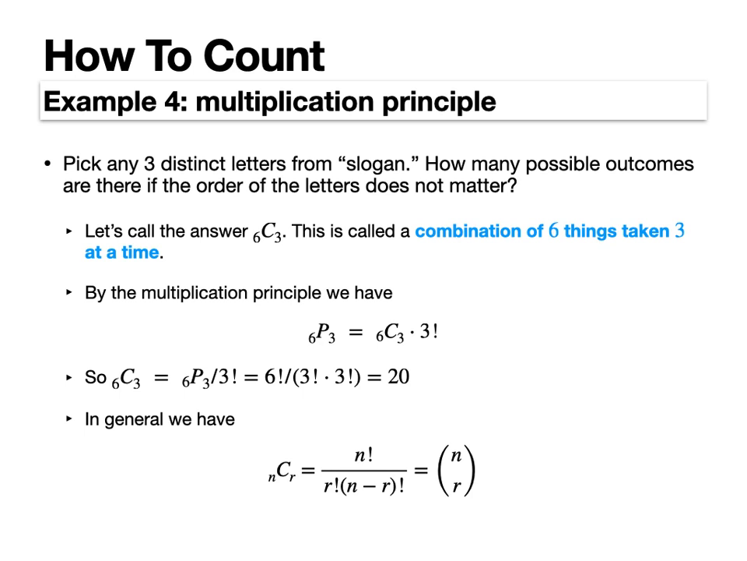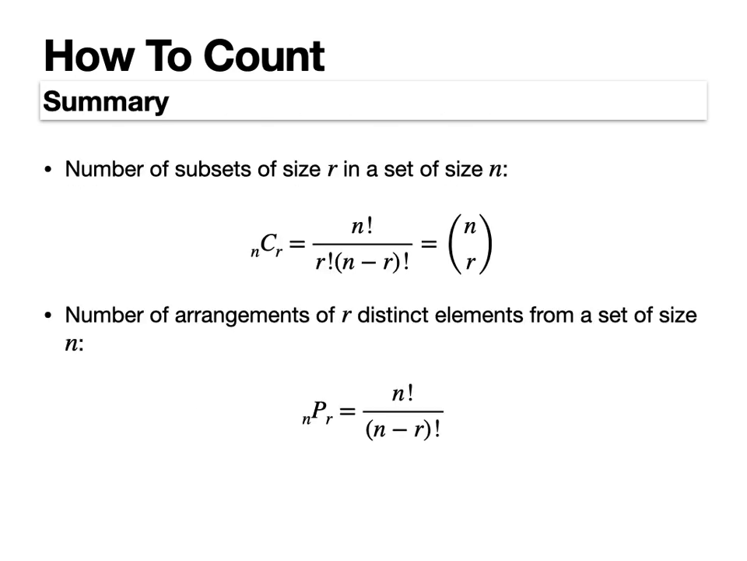So we can summarize these last 3 examples by saying that, first of all, the number of subsets of size r in a set of size n is n choose r. And we have that formula that expresses it in terms of factorials there. While the number of arrangements or permutations of r distinct elements from a set of size n is nPr. And that, again, can be expressed in terms of factorials in the way you see there.